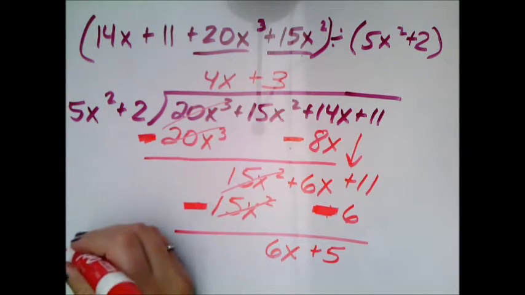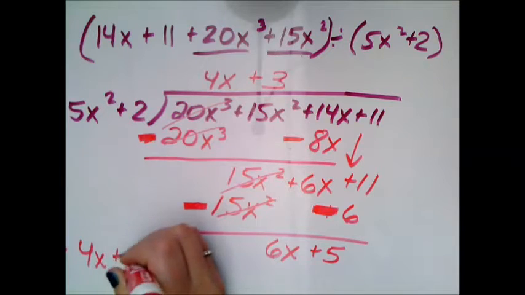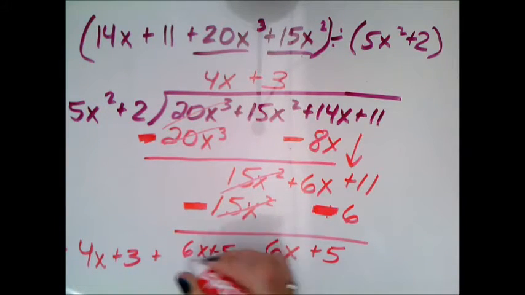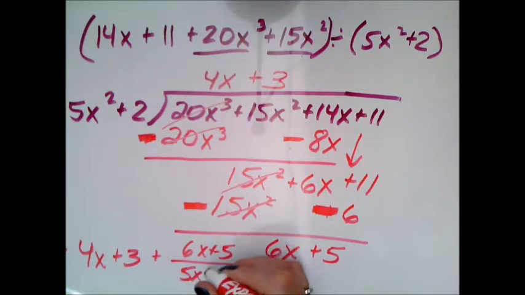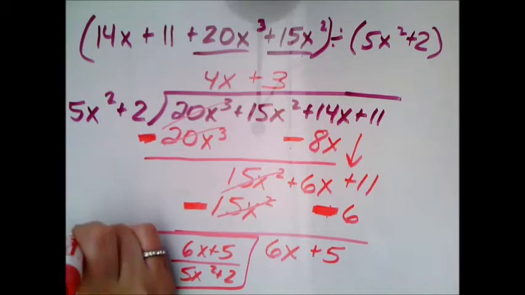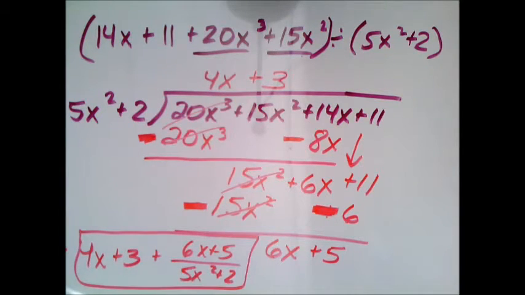So my division answer, I get 4x plus 3, and what does the remainder mean? It's the part that I couldn't get 5x squared plus 2 to divide into. And so my final answer would look like this: quotient plus the remainder over the divisor. So I couldn't get this to divide into this. That's what makes it the remainder.